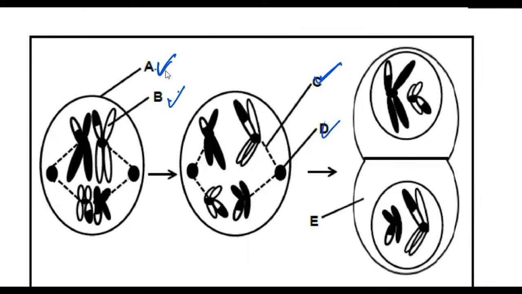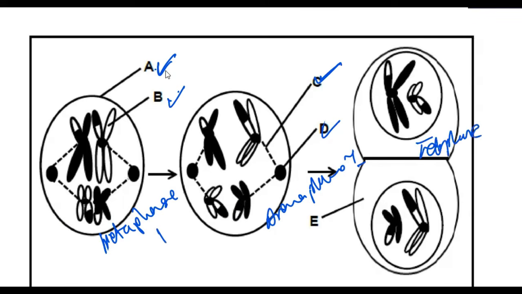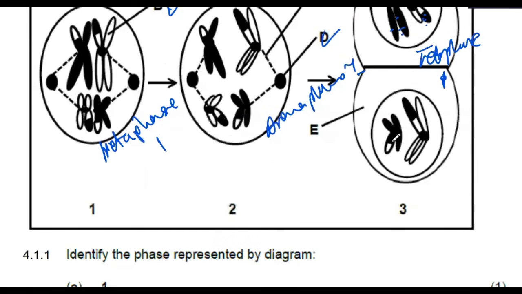So this is metaphase 1, while this one is anaphase 1. Why? Because chromosomes are separating. What about this? This is telophase 1. Why? Because they are chromosomes which are still double-stranded. Yes. Or at the beginning of prophase 2.